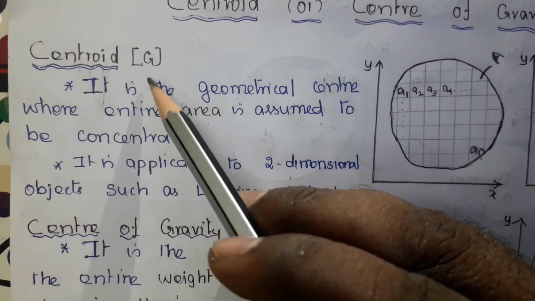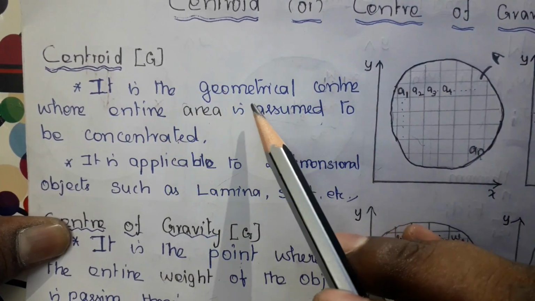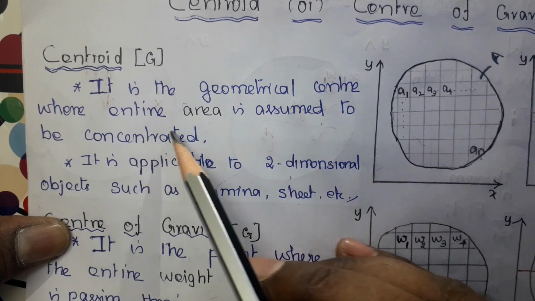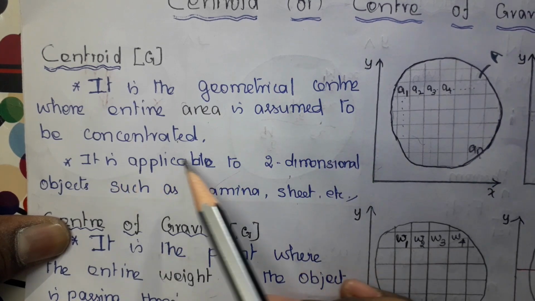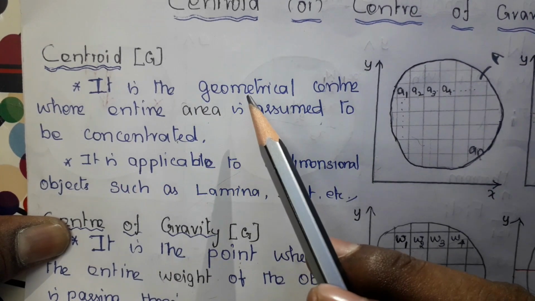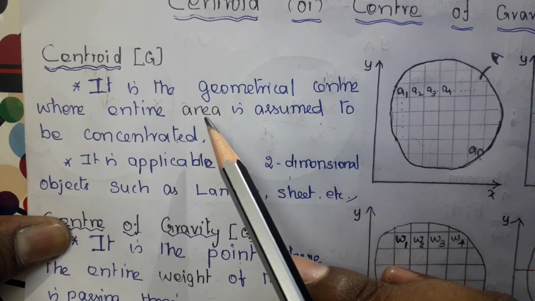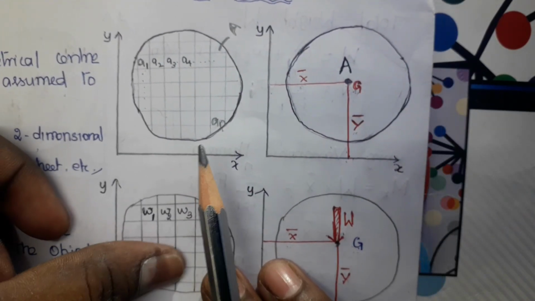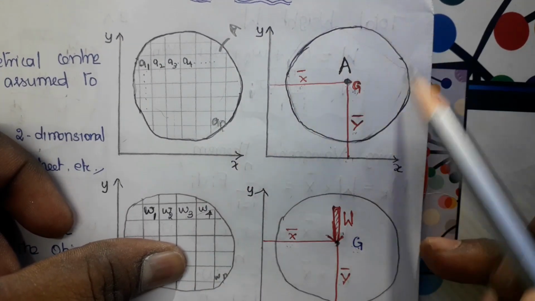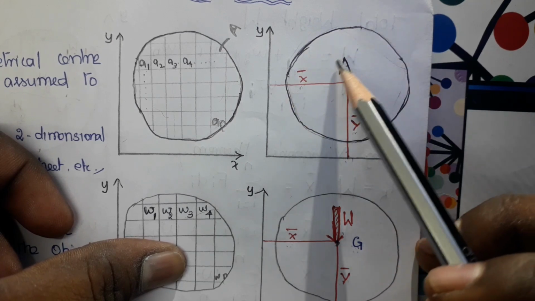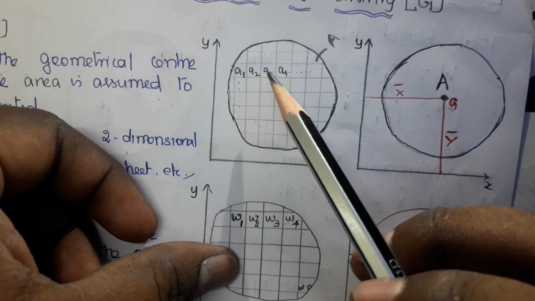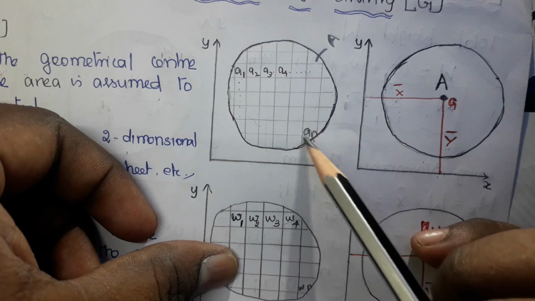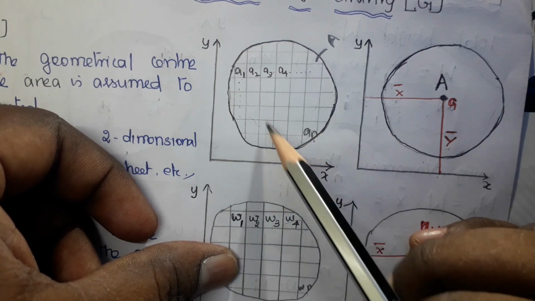First one is centroid. It is the geometrical center where the entire area, note the keyword area, is assumed to be concentrated. Let me explain it with the help of a diagram. I am going to consider an area. Now the area is divided into small areas A1, A2, A3, A4 and up to An, where n represents the number of divisions.